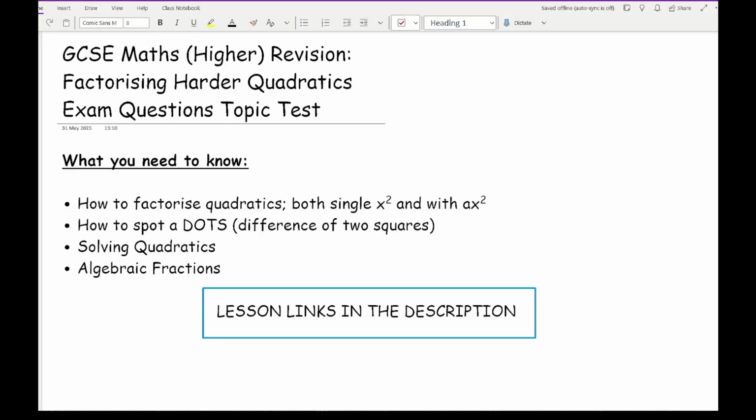Now before we get started working through some past exam questions related to factorising harder quadratics, let's just have a quick overview of what sort of prior knowledge you need before tackling these questions. You need to know how to factorise quadratics both with a single x squared and with multiple x squareds. This may be done through inspection or using the magic number method. If you're not sure about that, I strongly advise you watch a lesson going through it.